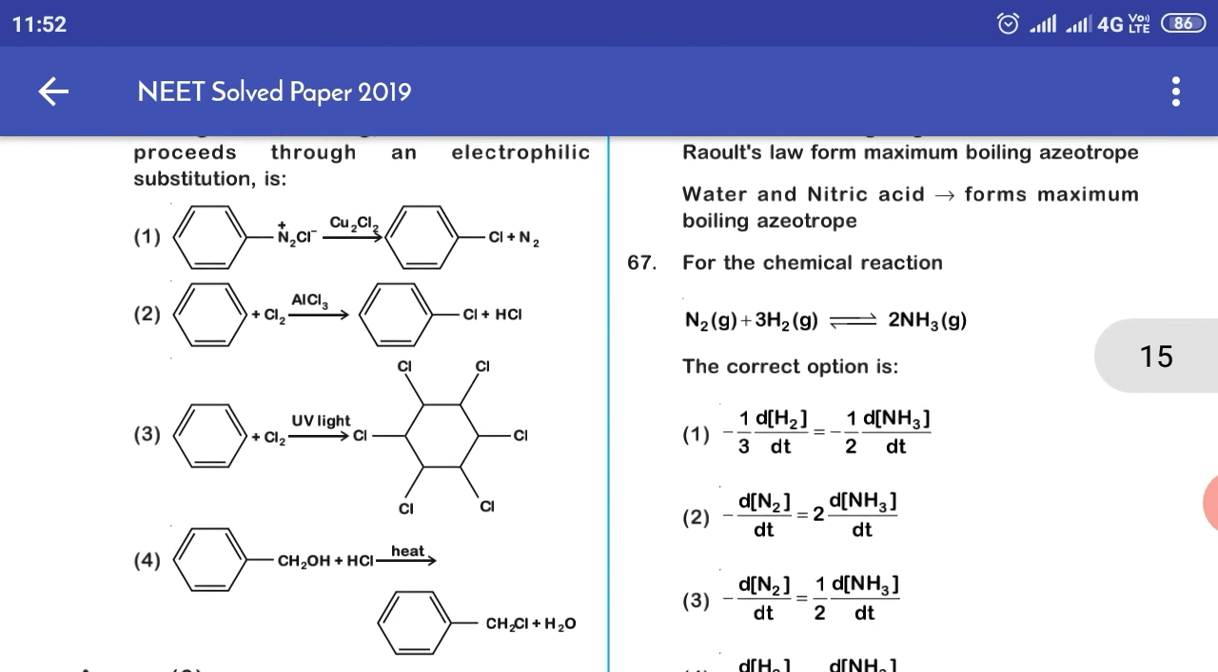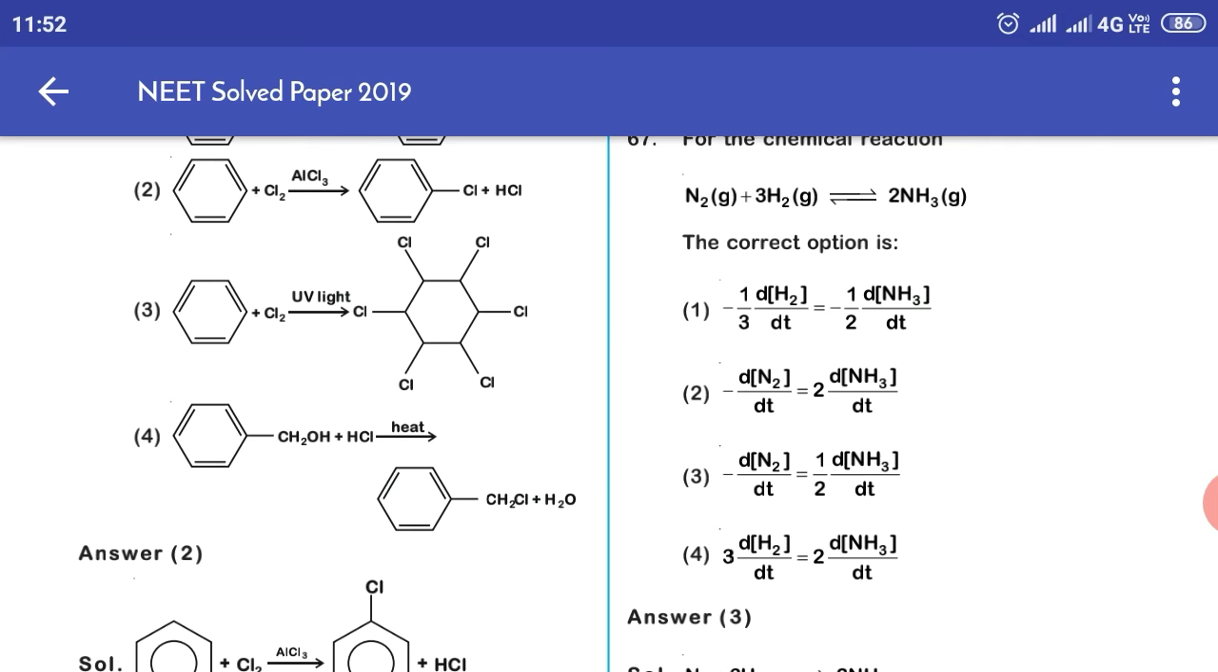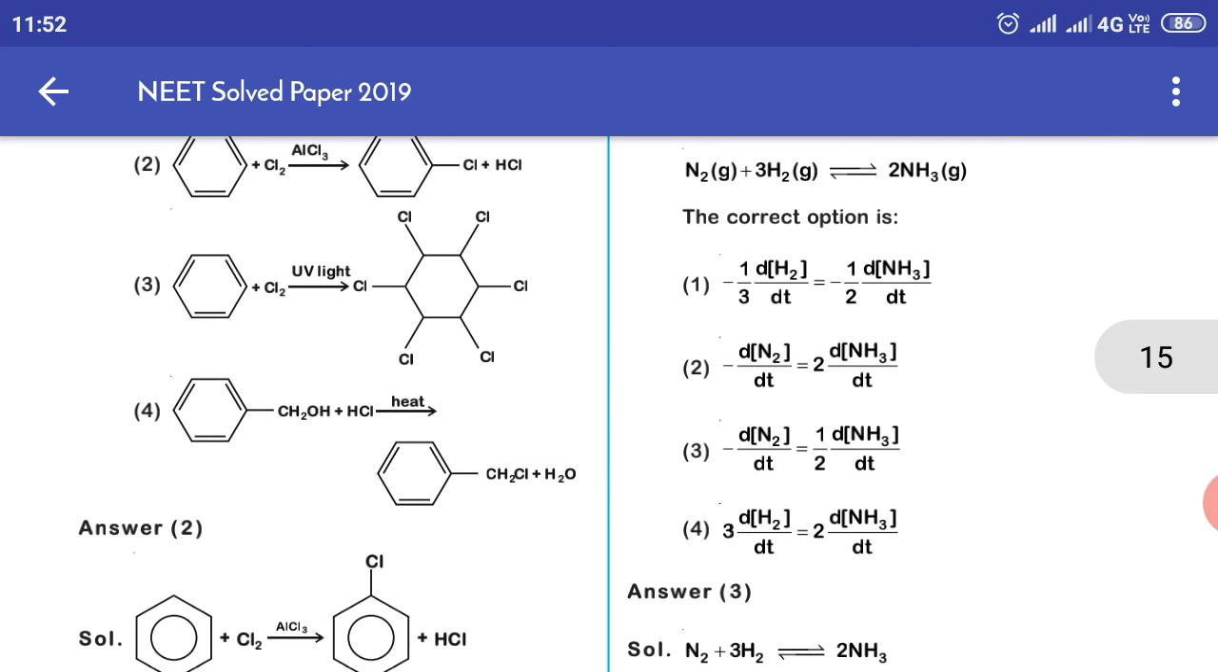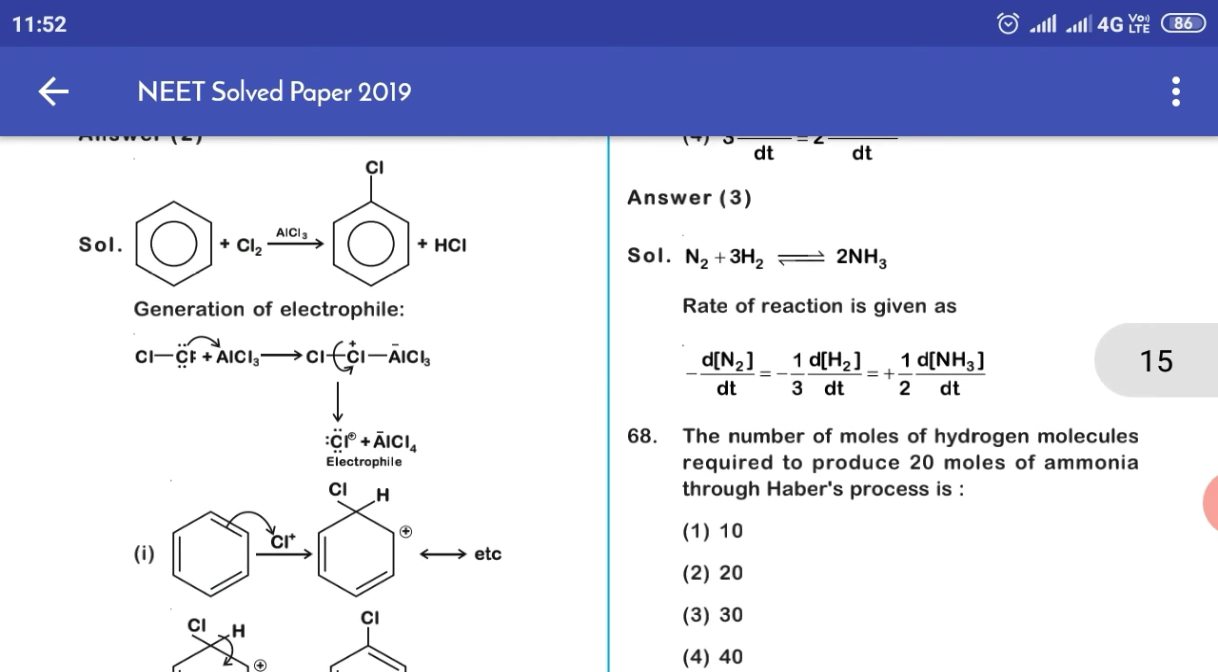For the chemical reaction N2 plus 3H2, you have to write the rate of disappearance and appearance. For the reactants you write a negative sign: minus dN2 by dt is equal to minus 1/3 dH2 by dt is equal to plus 1/2 dNH3 by dt. So I think option 3 is the correct option.